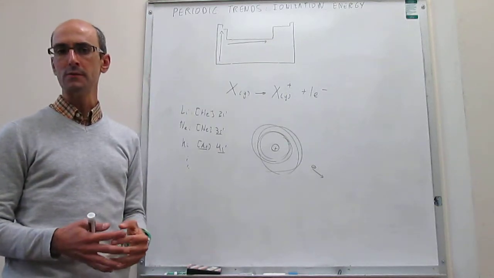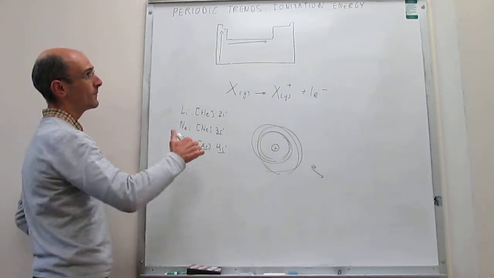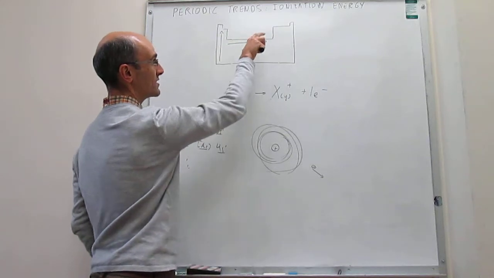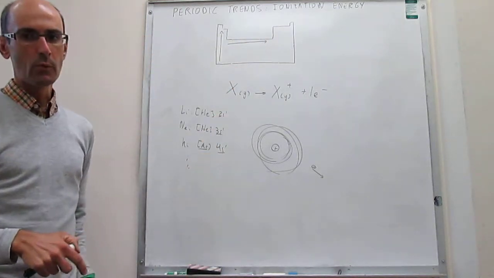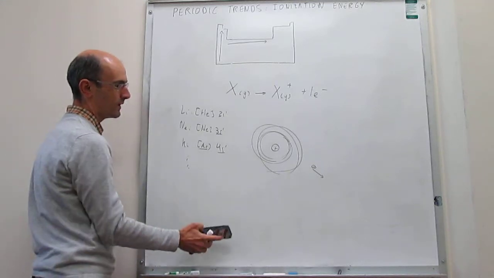Now, there are a few exceptions to this that we can review here. For example, we expect that as you go from beryllium right here to boron, the ionization energy should increase. But what we actually see is that it decreases very slightly. Let's try to understand why that is.